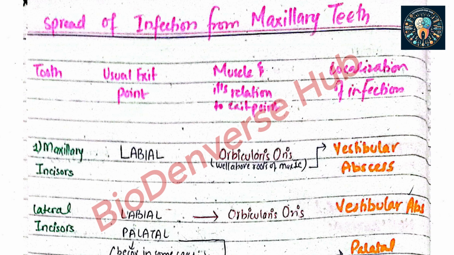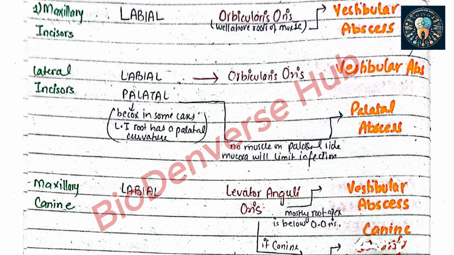Now, secondly, muscle relation. It is very important to know about the muscle relation. In the region of the maxillary central incisor, we have the orbicularis oris attachment. The roots of the infected maxillary incisor are usually present below the attachment of the orbicularis oris muscle, which means the infection will be contained and will result in a vestibular abscess.